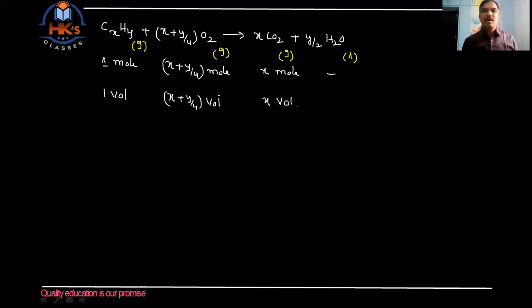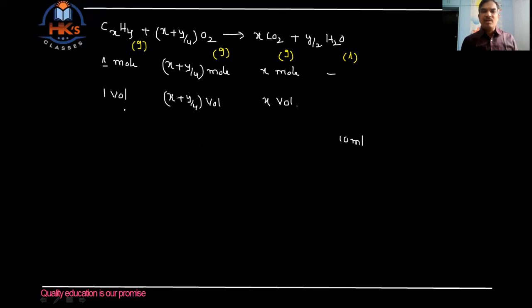Now here, they may not always give 1 volume of the hydrocarbon. That means they may not give simply 1 ml of the hydrocarbon. They may give a value other than this. Suppose, assume, students, they have given 10 ml of the hydrocarbon.